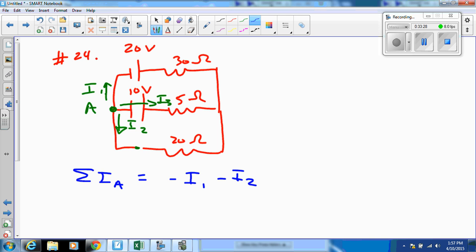What about I3, positive or negative? Negative, because it's going out. Now, already we can see that the only way that this equation is going to work is for at least one of our currents to have a negative value, right? So we know that we chose one direction that was technically incorrect. It's okay.